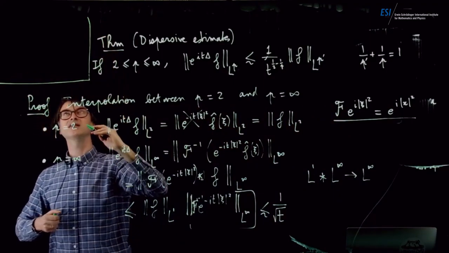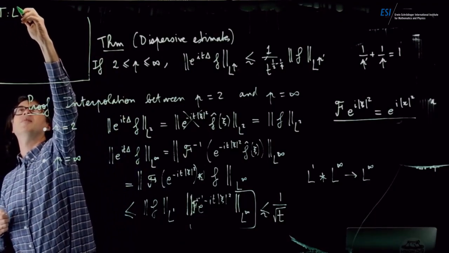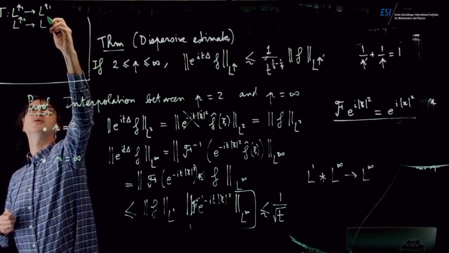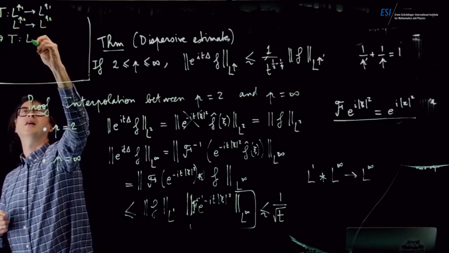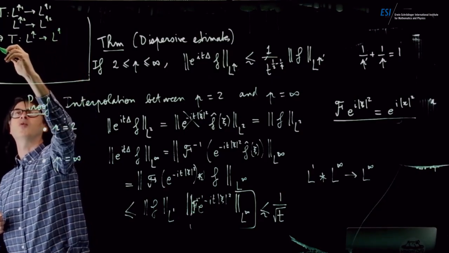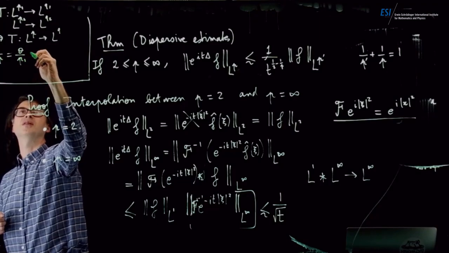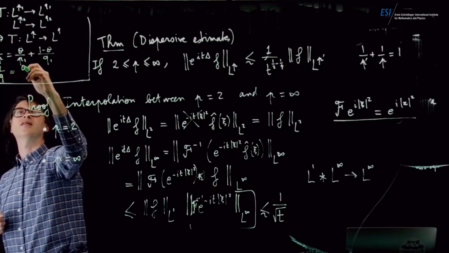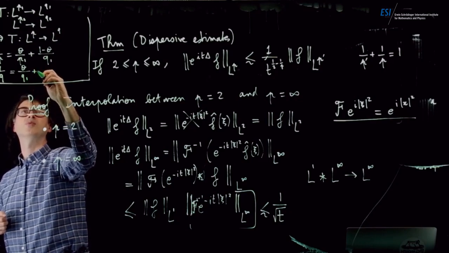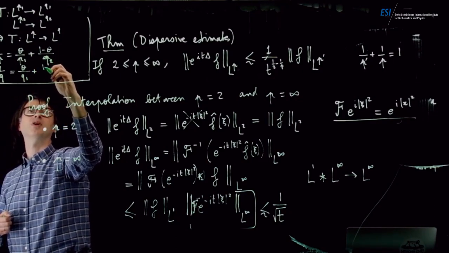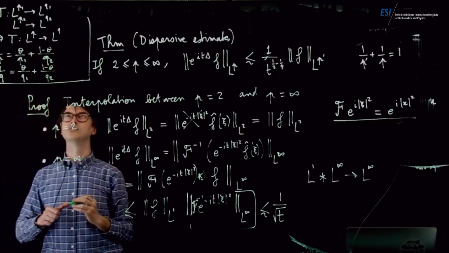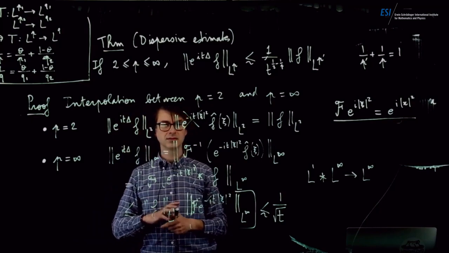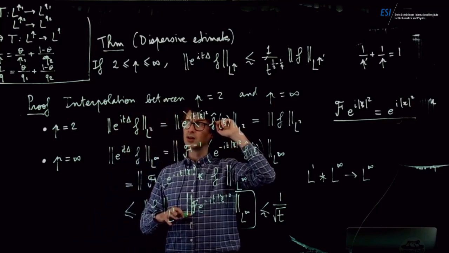So it's just the classical thing. If I have an operator T that maps L^p1 to L^q1 and L^p2 to L^q2, then it is mapping L^p to L^q if 1 over p is theta over p1 plus (1 minus theta) over p2, and 1 over q is theta over q1 plus (1 minus theta) over q2. So I was thinking about interpolating functions, but you're saying you just do interpolation of operators. Okay, great, thanks. Right.